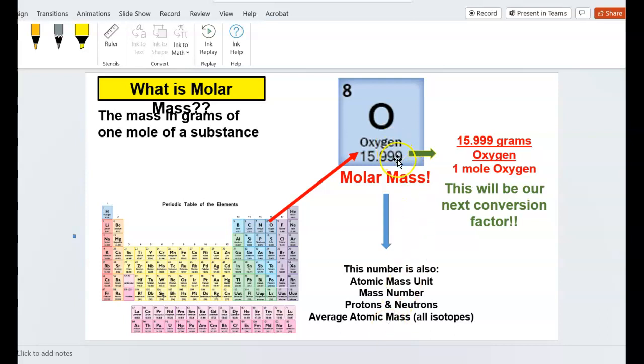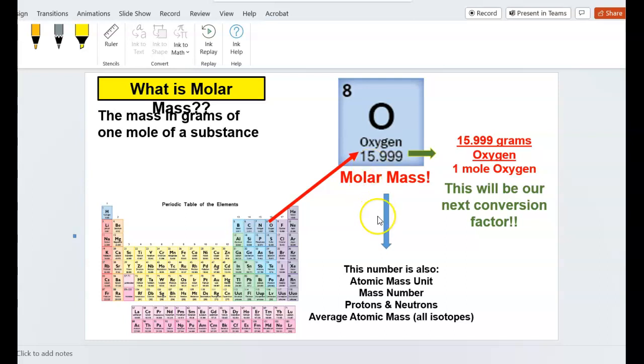So that number at the bottom of the periodic table block for each element is how many grams are in 1 mole of that element. So for oxygen, there's 15.999 grams of oxygen in every 1 mole of oxygen, and that is our next conversion factor. It's called molar mass. They come from the periodic table.